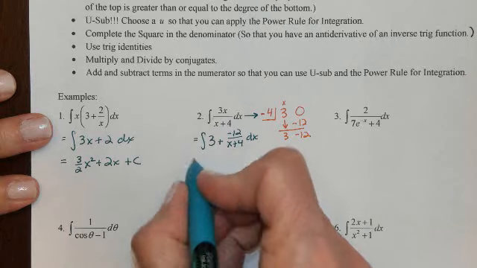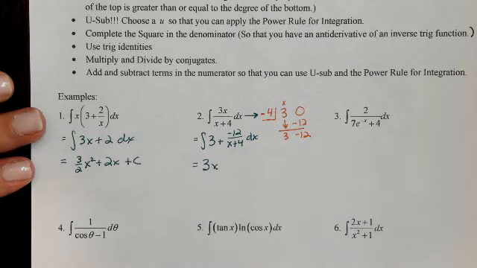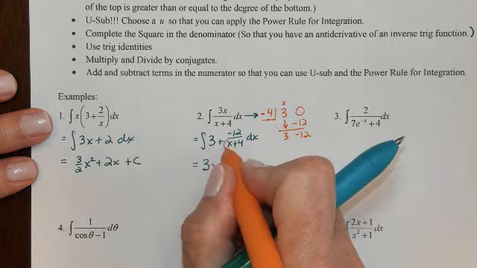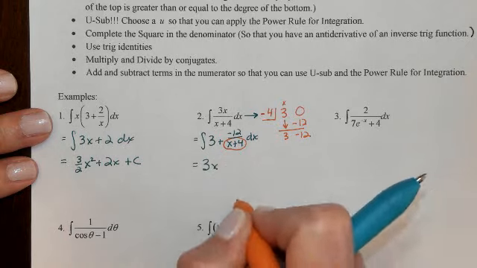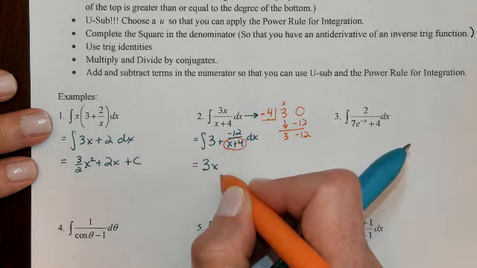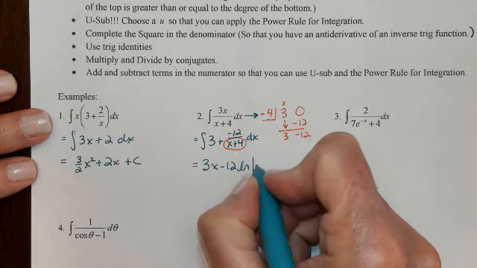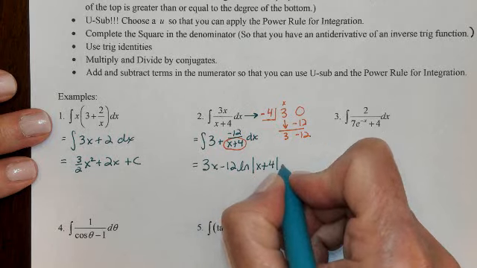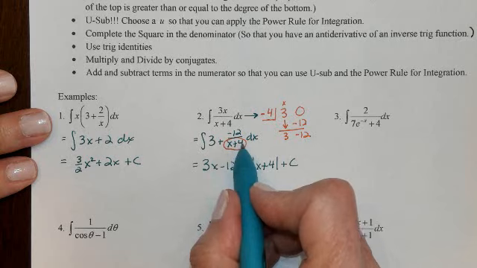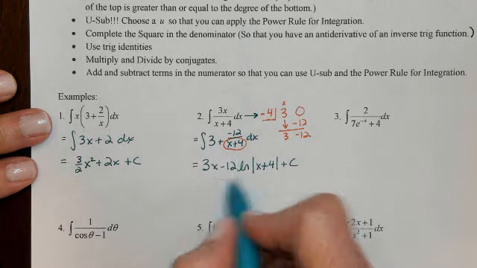Now we know the antiderivative of 3 dx is 3x. And then the antiderivative of this piece is a natural log. We know it's a natural log because the derivative of the bottom is a number. If the derivative of the bottom is a number like this, then we just get a natural log. So this is going to be negative 12 natural log absolute value x plus 4 plus c. If the derivative had been a 2, then remember we would have had to have a 1/2 out front. Okay? So that's that.